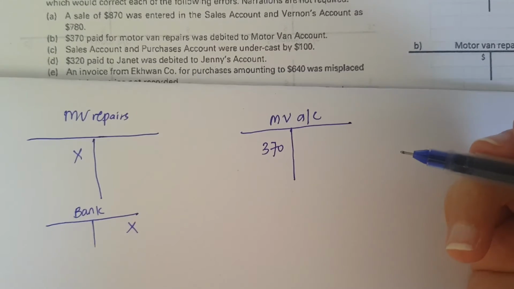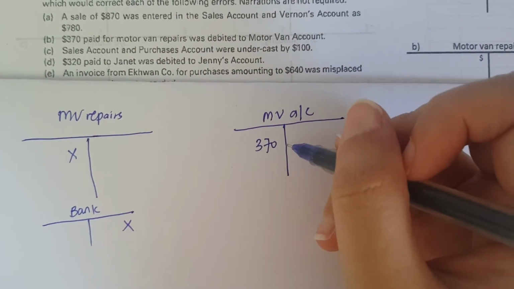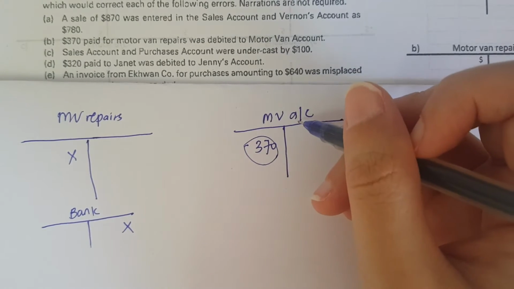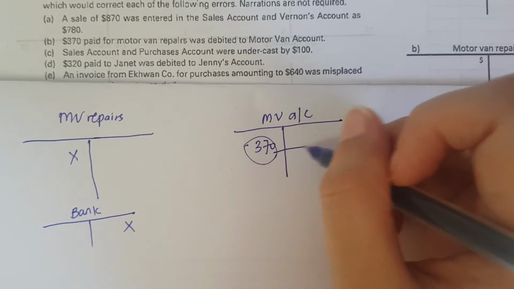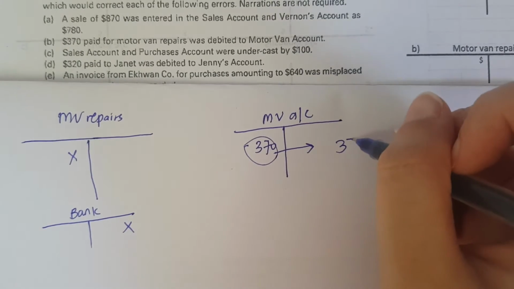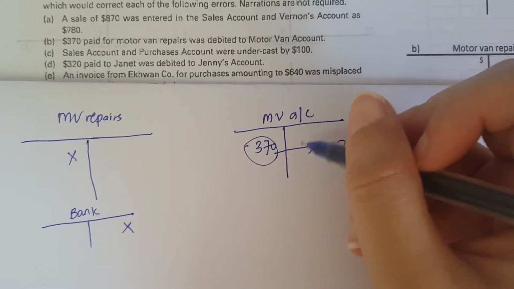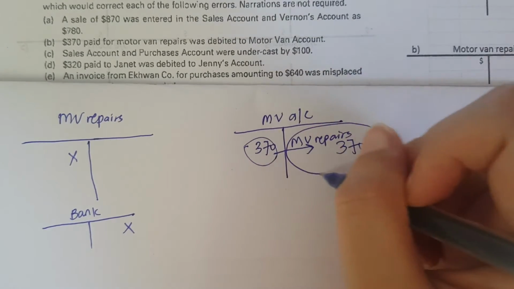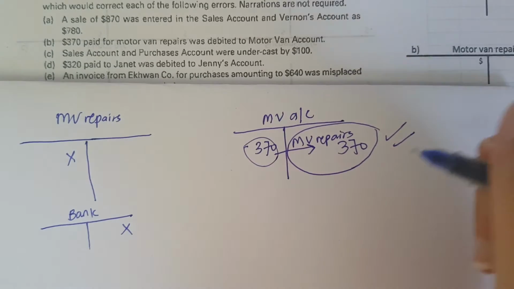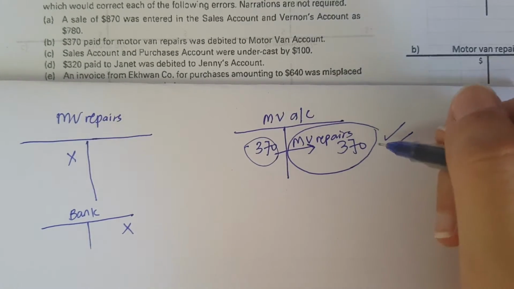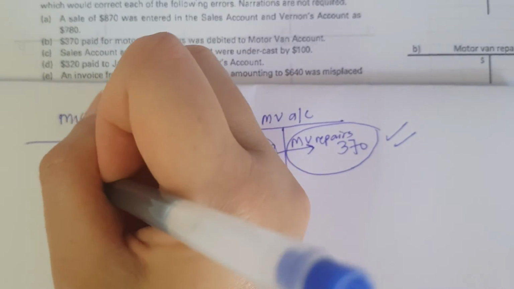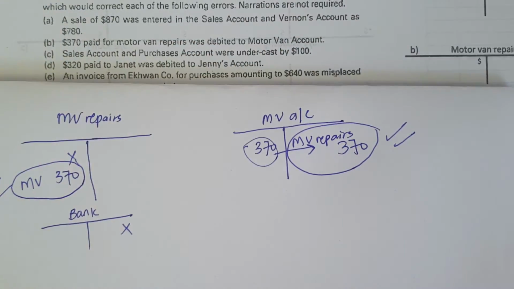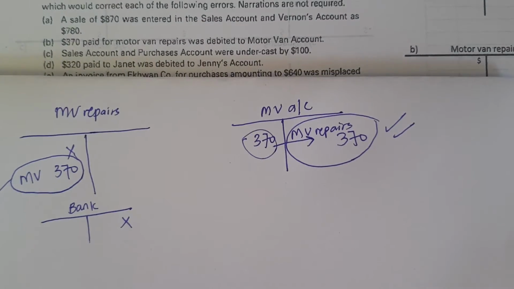So how are we going to correct this error? We have to move this out from the motor van account because it's not supposed to be in the motor van account, okay? So move it out, 370, and we give it to the motor van repairs account, okay? So this is the correction. So motor van repairs, you will have 370 coming in from the motor van account, okay? So this is the correction for question B.